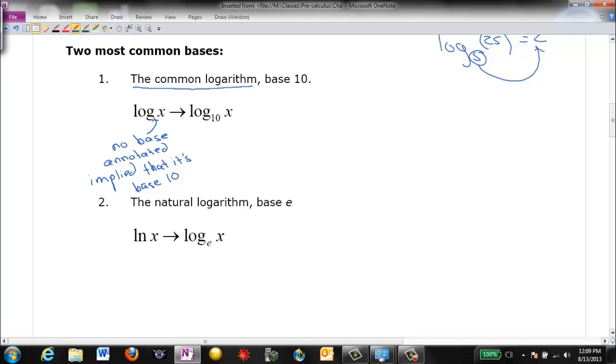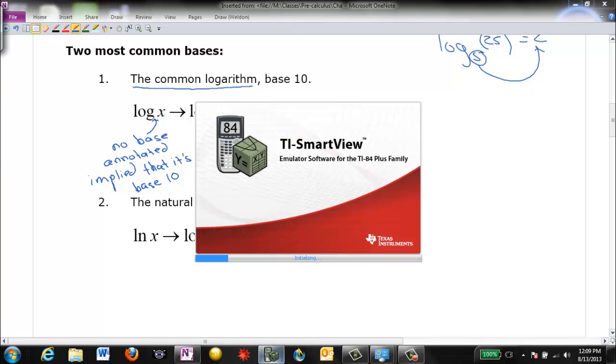Okay, so let me give you a quick example here. Let's say we wanted to evaluate log of 10,000. Okay, so we're going to evaluate log of 10,000. And the way that we're going to do this, I'm going to go ahead and use a calculator. I'm going to pull up my calculator here and just see what the calculator has to say.